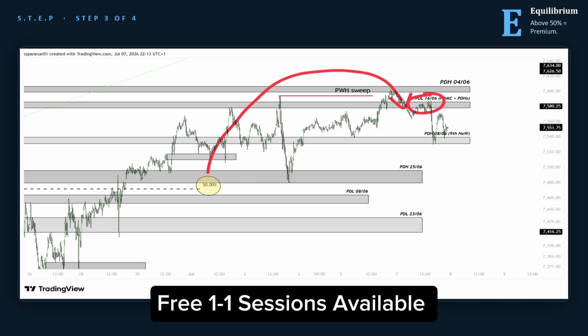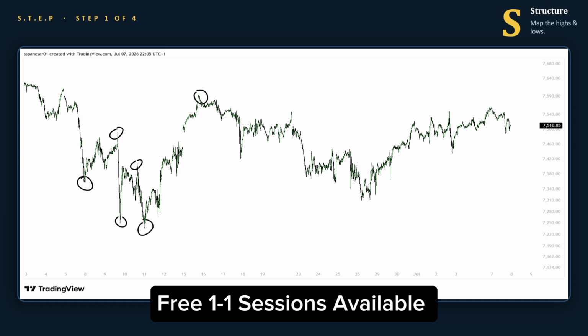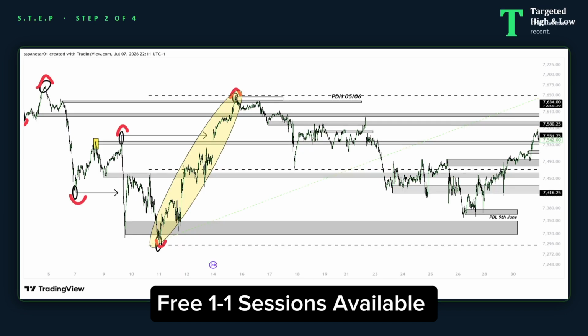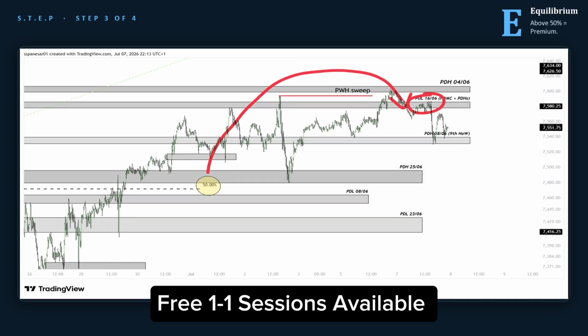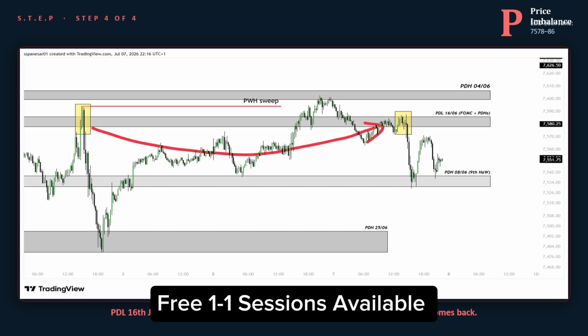And if there's one thing you take away from this video, it's that you want to pair your key levels with premium and discount. And the way you do it is by identifying the market structure. So, S, identifying the targeted high and low or the most recent high and low. So T, drawing the fib from the low to the high to find the equilibrium, and we're above the equilibrium in this case. And now it's about the price imbalance. And so I'm going to go to the charts and explain how I got this price imbalance. But essentially, we had a previous day low on the 16th of June, and that gave us our price imbalance.